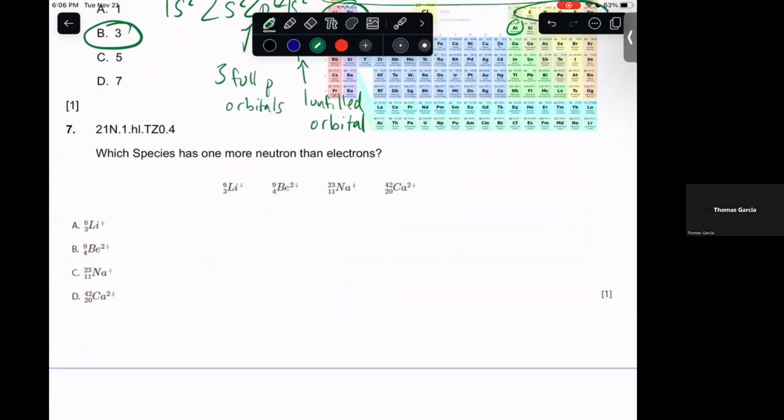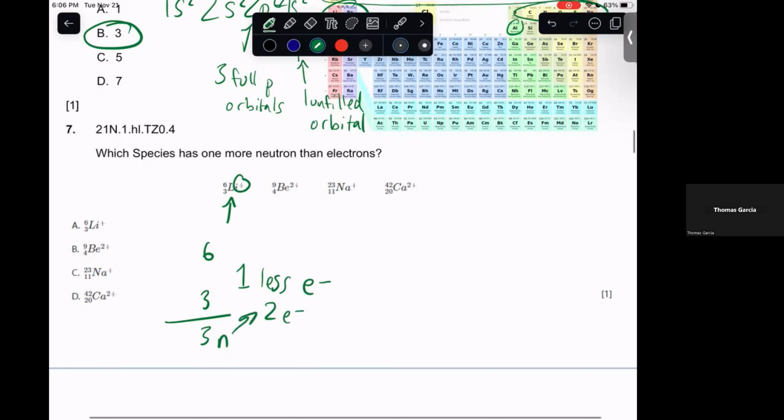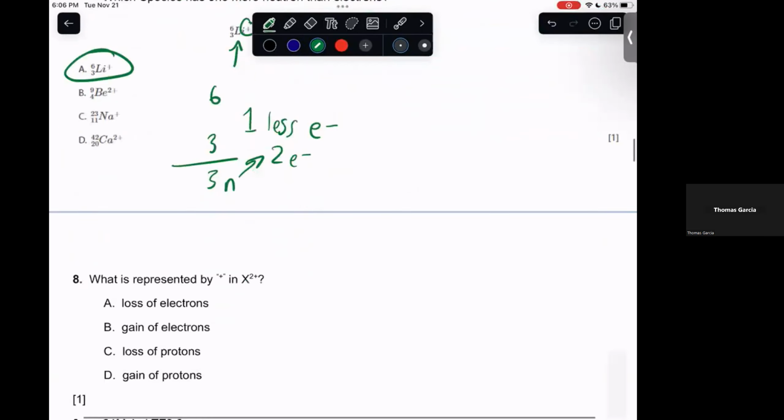Which species has one more neutron than electrons? Let's start with the first one, lithium plus. Here I can see that the mass number is 6. The lithium is element 3. We have 3 neutrons. I also have a positive charge, which means I have one less electron. Therefore, I have 2 electrons. Oh, we already found it. Lithium has one more neutron than electrons. All right, there's our answer.